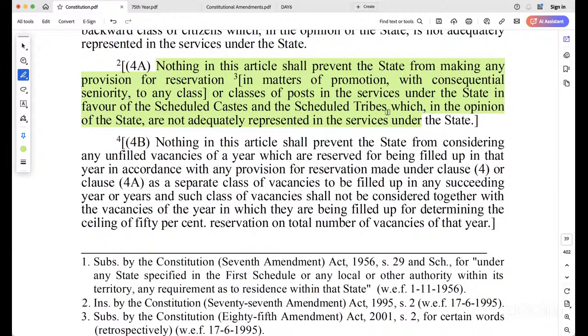I told you yesterday also, go to your bare Constitution. It is written there, in matters of promotion with consequential seniority to any class or classes of posts in the services under the state in favor of the Scheduled Castes and the Scheduled Tribes. It is there. Promotion is there. Provided it should not affect the, what is that case name?